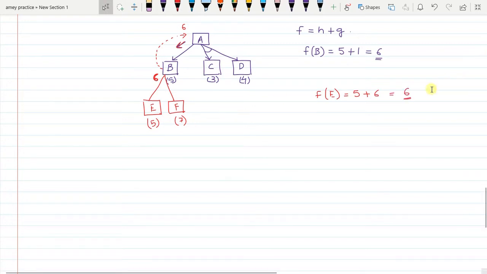Now in calculation of F of E, here it will be 5 plus 1. 1 is the cost along the edge connecting B and E. Correct? So F of E is how it is calculated. F of E is nothing but the heuristic value 5 plus the unit cost that is incurred in connecting B with E, 1. So while calculating F of E, this unit cost which is along this edge is already considered, and that's how you got 6.